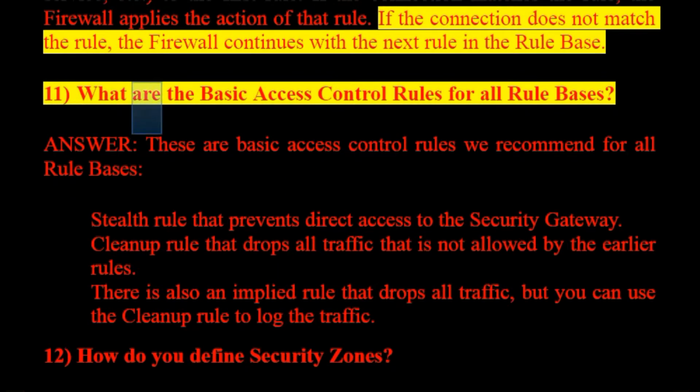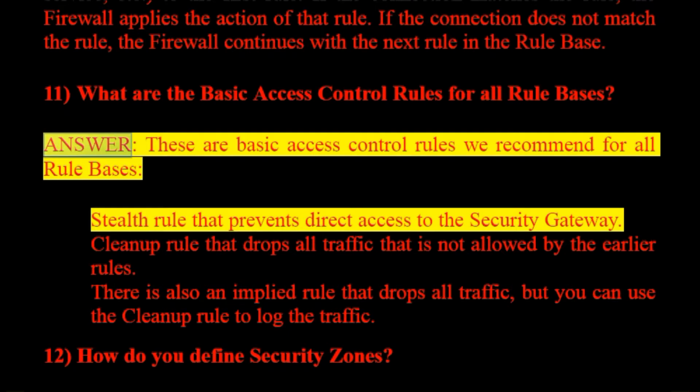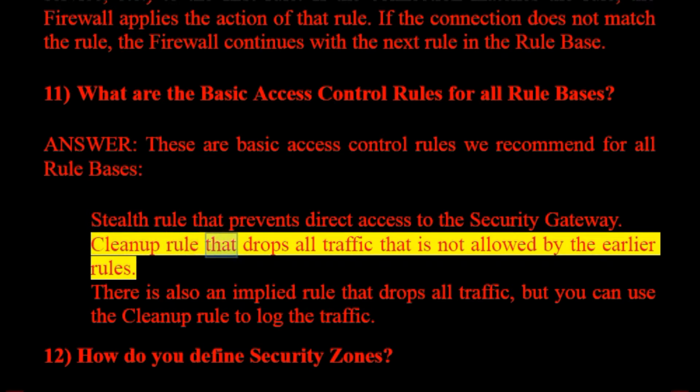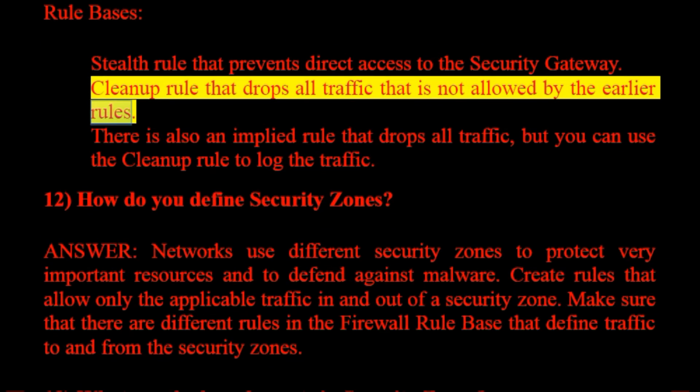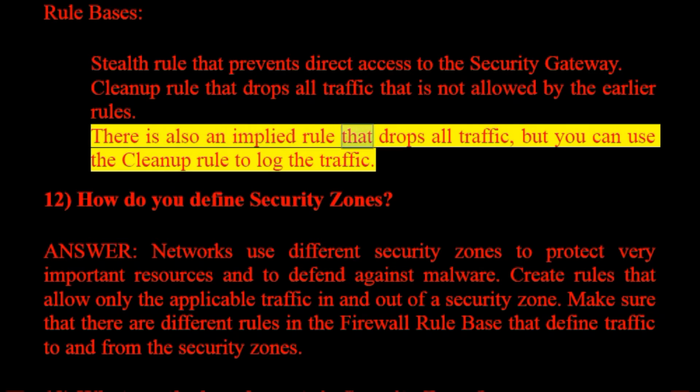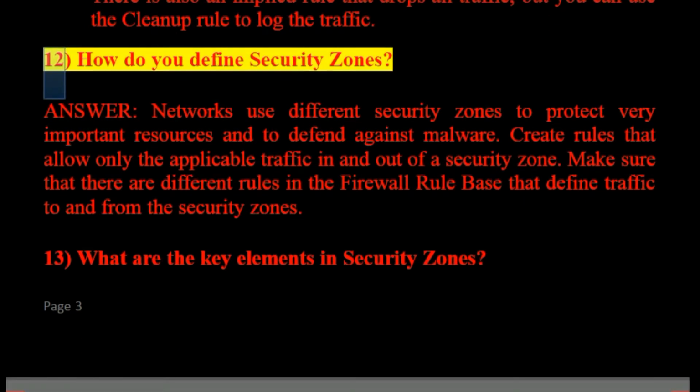11. What are the basic access control rules for all rule bases? Answer: These are basic access control rules we recommend for all rule bases: Stealth rule that prevents direct access to the security gateway. Cleanup rule that drops all traffic that is not allowed by the earlier rules. There is also an implied rule that drops all traffic, but you can use the cleanup rule to log the traffic. 12. How do you define security zones?